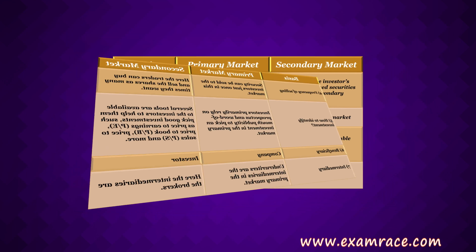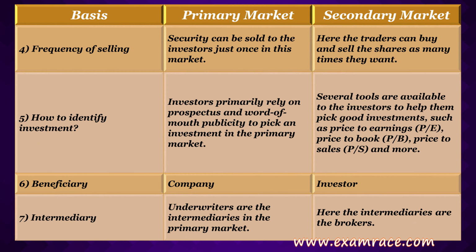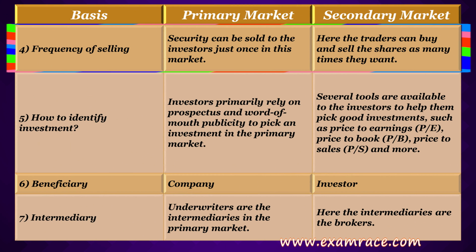Next basis of difference between primary market and secondary market is frequency of selling. In the case of the primary market, securities can be sold to investors just once, whereas in the case of the secondary market, the traders can buy and sell the shares as many times as they want.